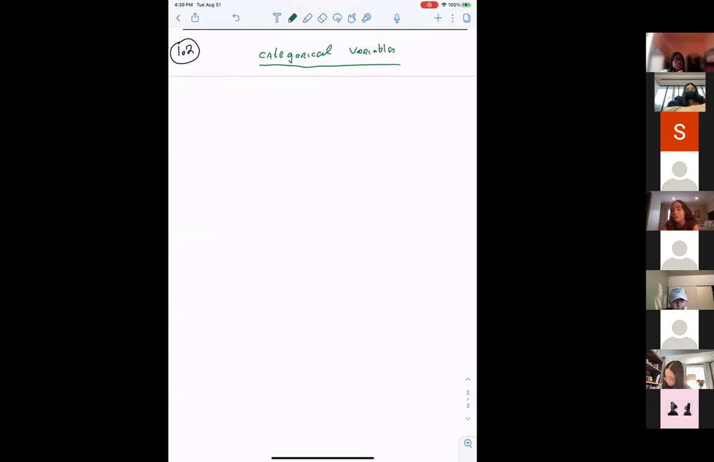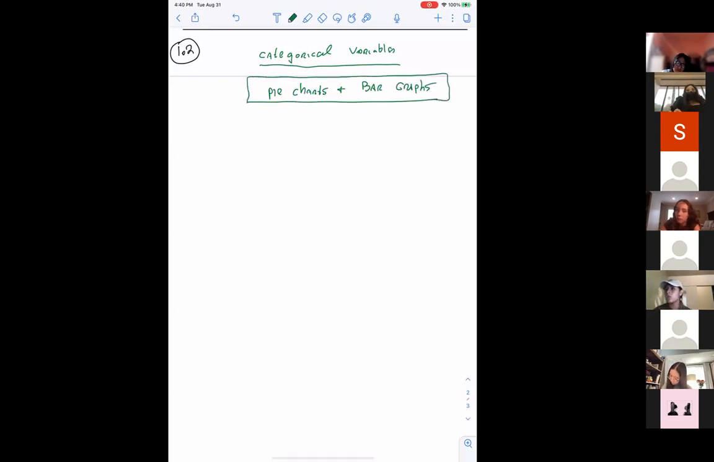Okay, good talk. I'm glad we had this give and take here. So the answer is pie charts and bar graphs. Okay, when it comes to a categorical variable, the two types that we're going to use are pie charts and bar graphs. And you've probably seen a pie chart before. I assume you've seen both before.